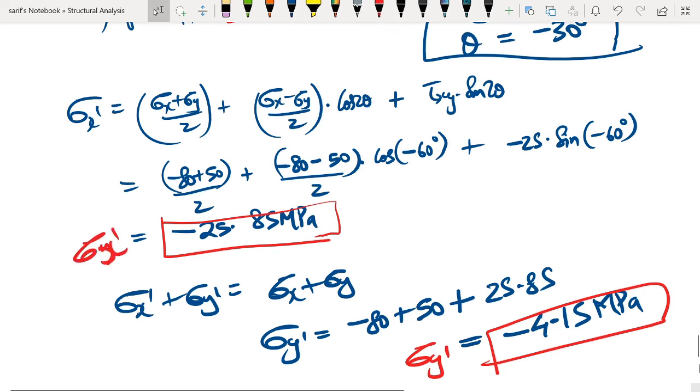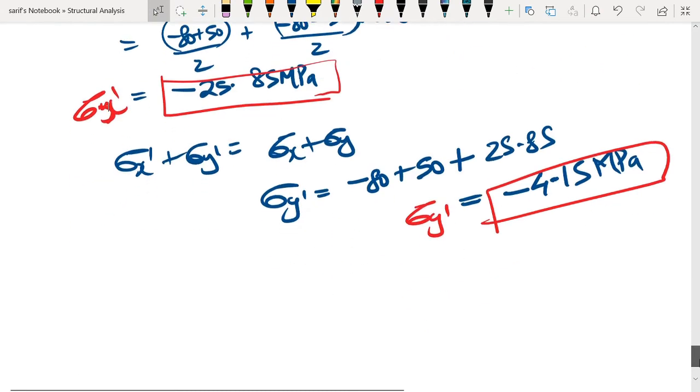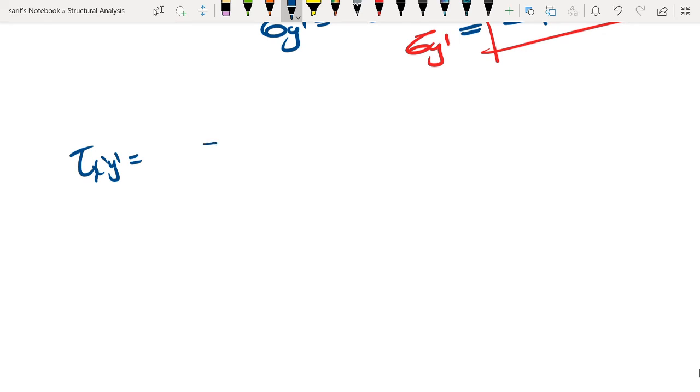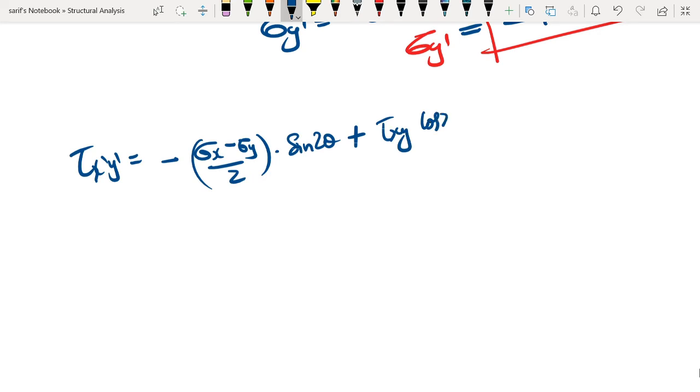So we have sigma x dash now, sigma y dash is also available, and the last thing is we need to find out tau x dash y dash. Again, the formula for tau x dash y dash is, first, we have sigma x minus sigma y divided by 2. We need to put a negative sign in front of it. Next is sigma, followed in alphabetic order. Here it is the reverse. So sine 2 theta comes first, plus tau xy into cos 2 theta.